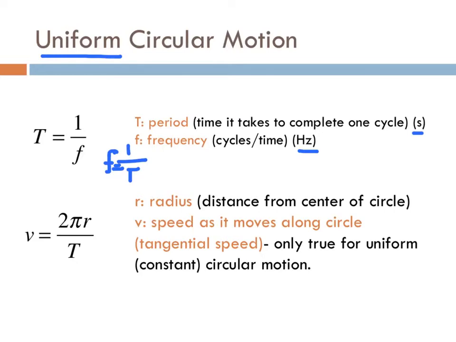Also, because we are talking about the speed as it moves along the circle, then we can say that the circumference, or the distance around a circle, divided by the time it takes to go around the circle will give us constant velocity.